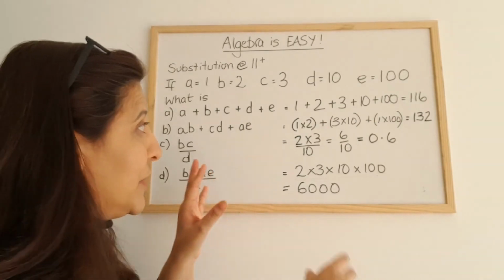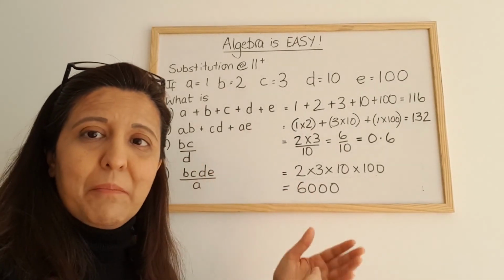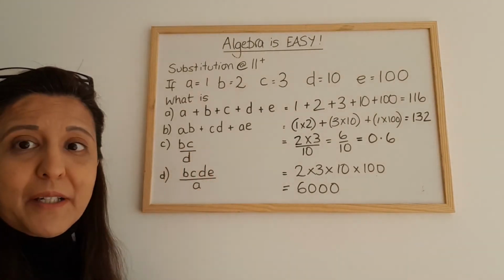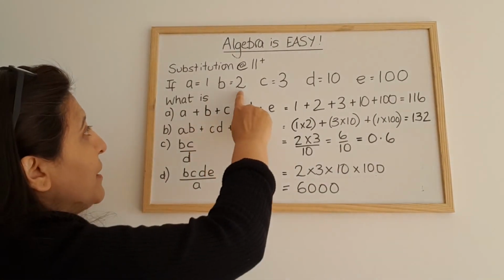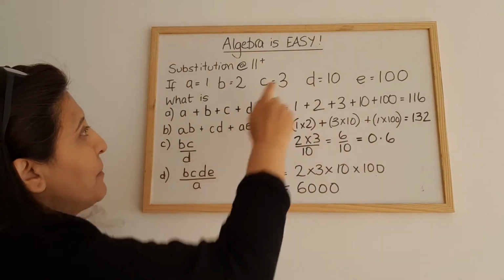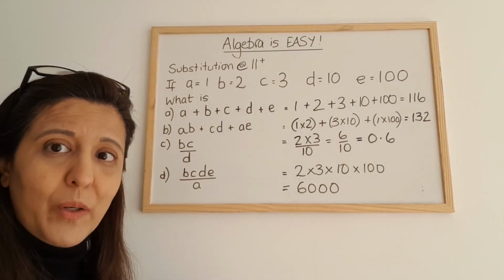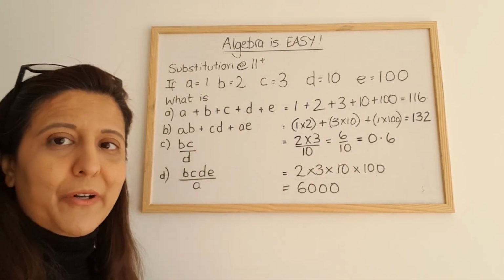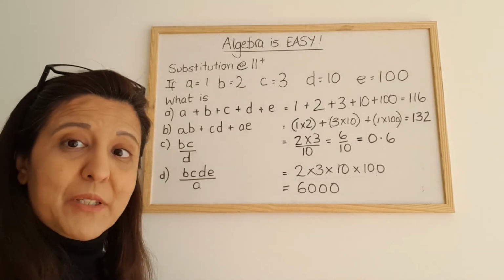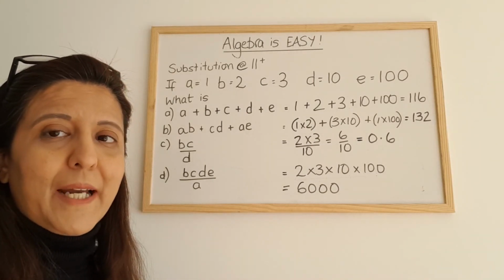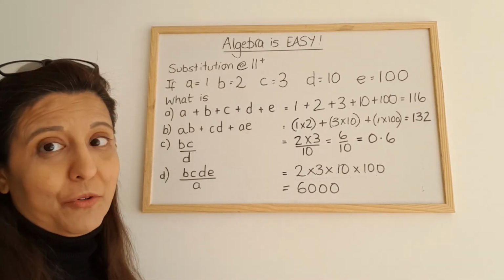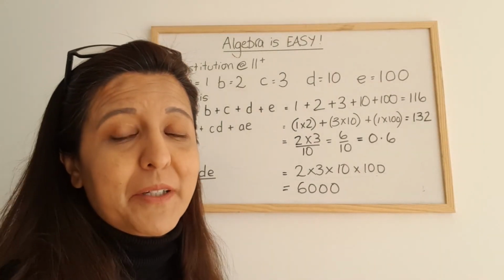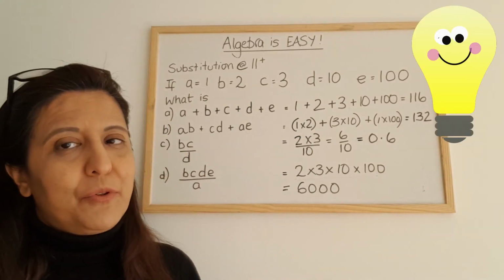So let's take a look at these questions very quickly just to see how we might do them in our heads, okay? So let's say we had BC divided by D. So you quickly look at B, 2 times 3, which is 6, divided by 10, which is 0.6. You just quickly do it in your head. I know I've written it out here, but that's to show you how to do it. But in the real test, remember, just work it out and Bob's your uncle, or not, as the case may be.